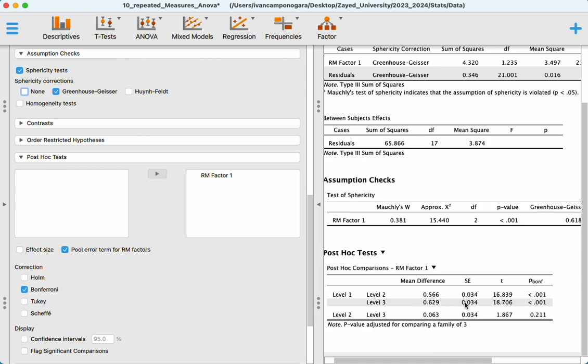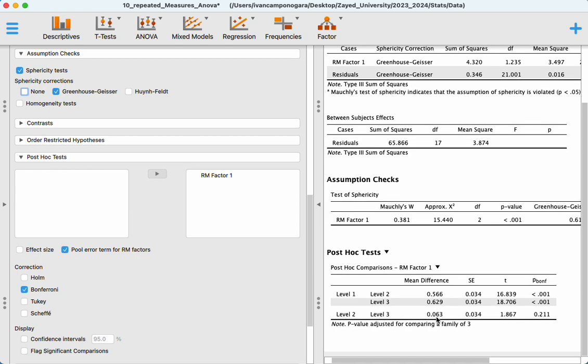And these are the comparisons. So you can see from here that level 1 is different than level 2, because the p-value is less than 0.05. Level 1 is different than level 3, and level 2 and level 3 are equal, more or less. You can find the mean difference here. So in this case, you can see that level 1 is higher than level 2, level 1 is higher than level 3, okay, because these two numbers are positive. Level 2 and level 3, they are almost similar because it's 0.063, so we are almost at 0.